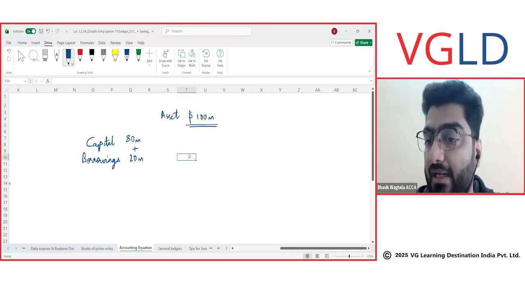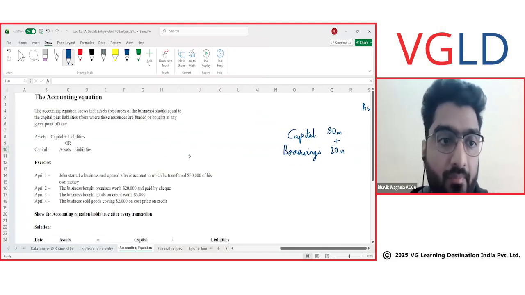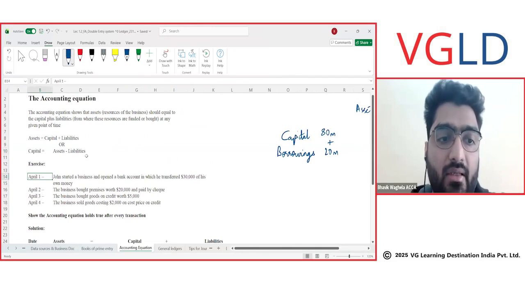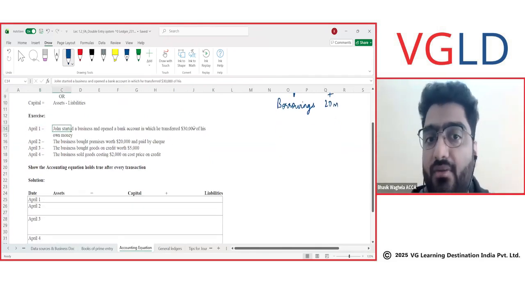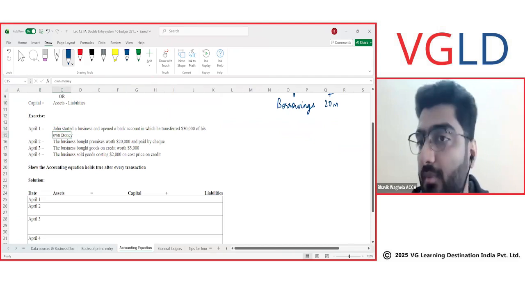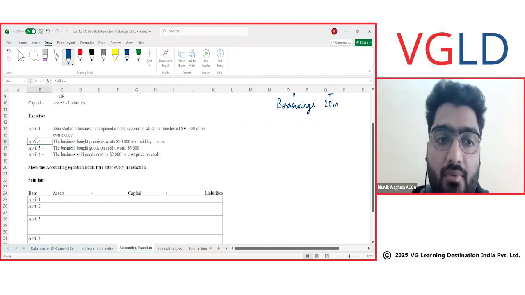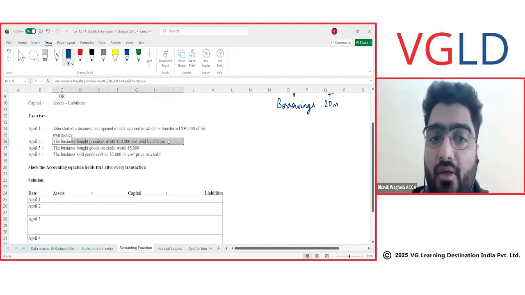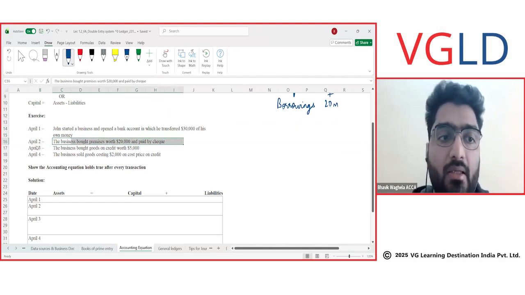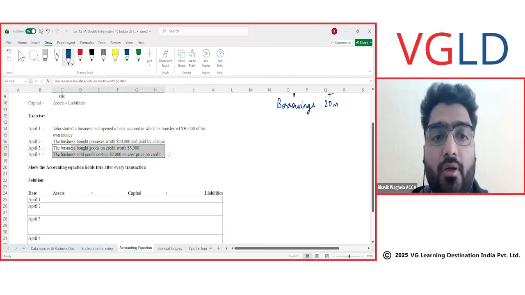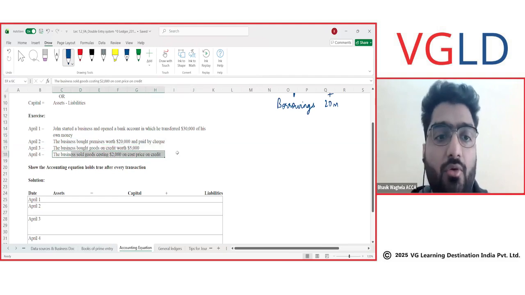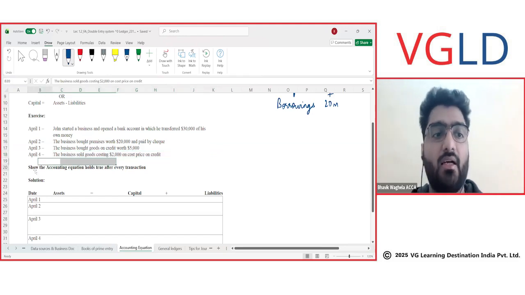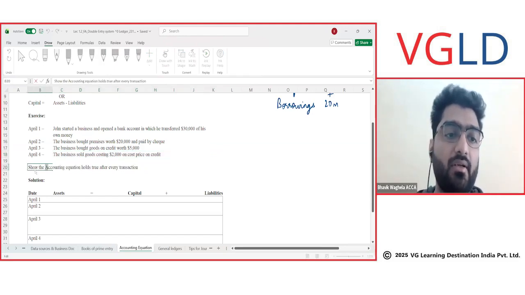Now let us understand this practically with the help of a numerical. Exercise 1. April 1, John started a business and opened a bank account in which he transferred 30,000 of his own money. April 2, the business bought premises worth 20,000 and paid by check. April 3, the business bought goods on credit worth 5,000. And April 4, the business sold goods costing 2,000 on cost price on credit. Show the accounting equation holds true after every transaction.